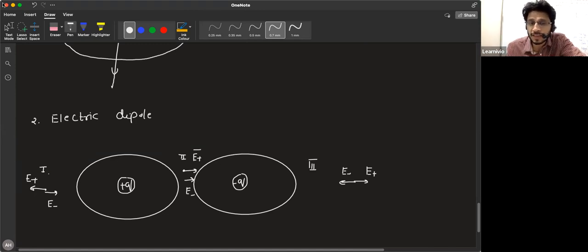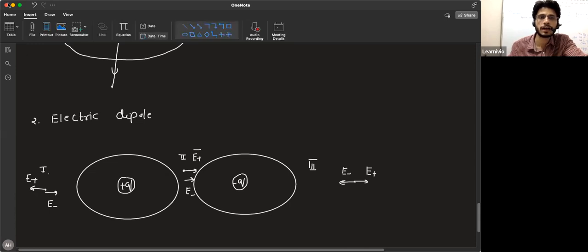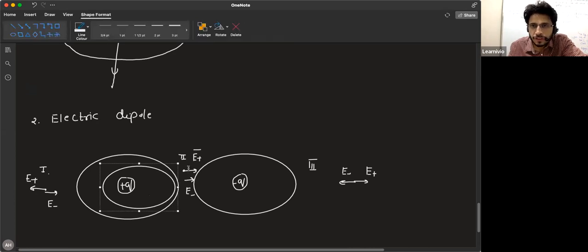See, fields get added up. So when the strength of the field is maximum, the separation between the surfaces should be minimum. So in region 2, surfaces are closer. Separation and strength of field are inversely proportional. In region 2, both the fields get added up. In region 1, fields get subtracted. So here the field is weak, here the field is strong. So separation is less as compared.